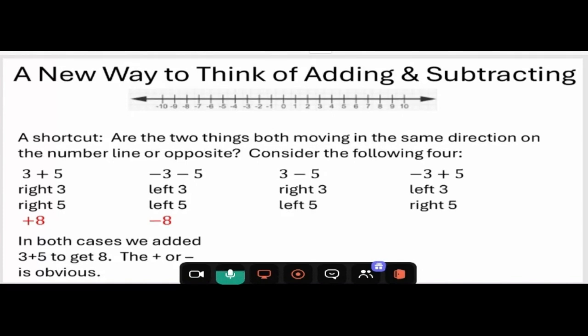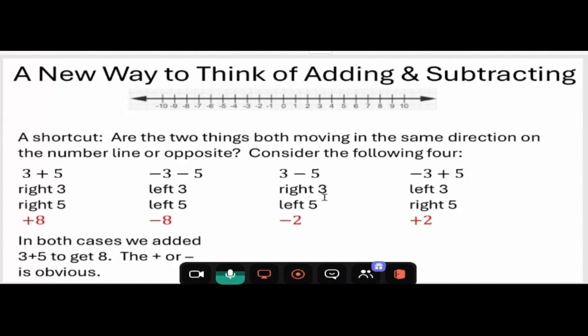Whereas over here, if the signs are opposite, this one says right 3 and left 5. This one says left 3 and right 5. Right 3, left 5 is negative 2. Left 3, right 5 is positive 2. In both cases, we get 2.